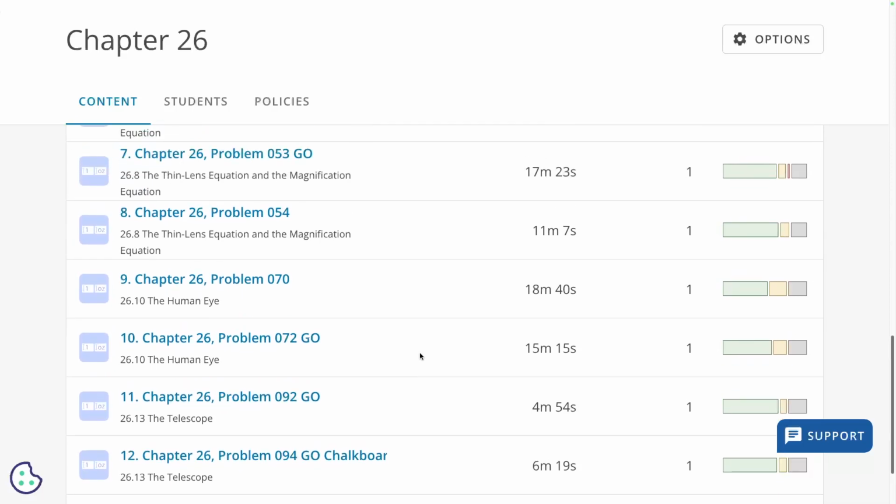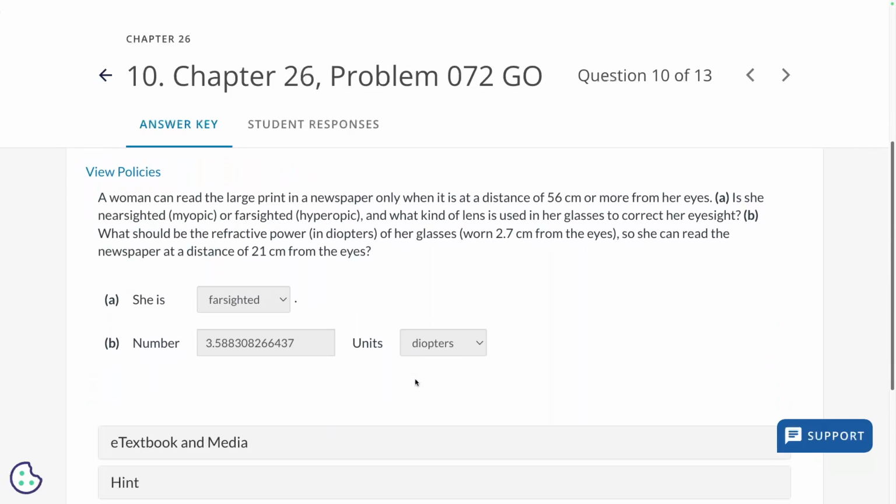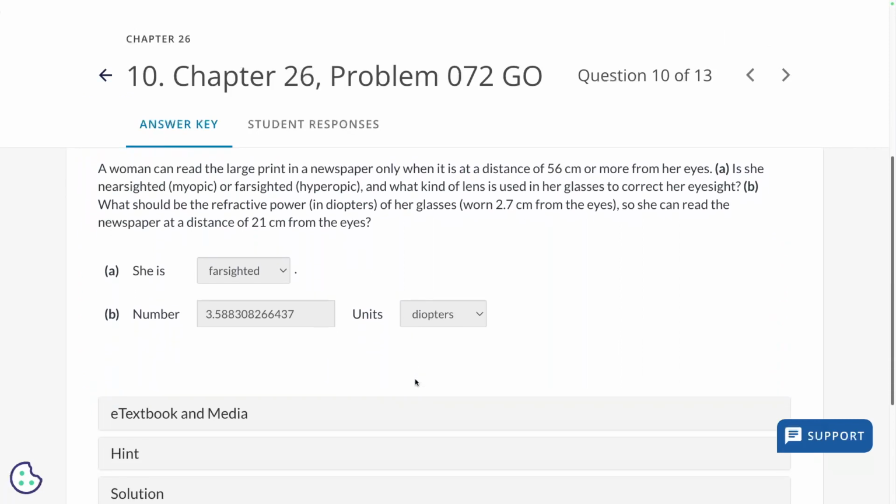What'd you say? Question number 10. Large print in a newspaper? Yeah, I think it's an eyesight question. It says a woman could read only when it is at, okay. So, this woman has to hold, okay, well, first of all, we know she's old because she's reading a newspaper, right? Okay? Second, that was me.